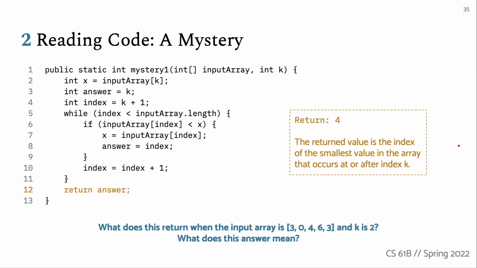And what does this do conceptually? The returned value is the index of the smallest value in the array that occurs at or after index k.